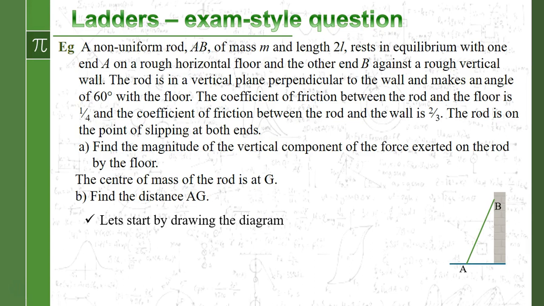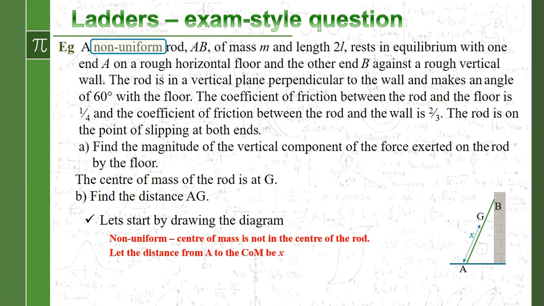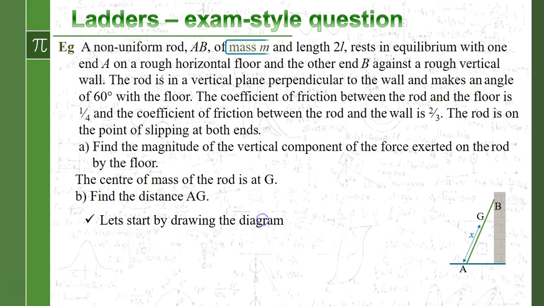There's my diagram. Non-uniform rod AB. Non-uniform, which means the centre of mass is not in the centre of the rod. So let's say we've got a distance of x to our centre of mass, and it's got mass m, so there's our weight, and I'll call that point G. Right, length 2L, there's that bit.